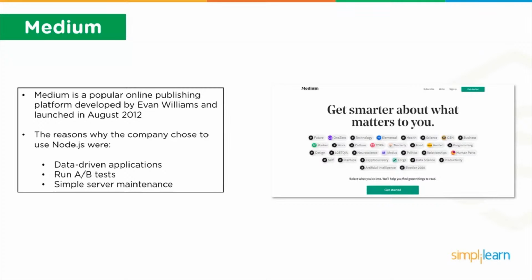B. To run A/B tests. Now, A/B testing is essentially an experiment where two or more variants of a page are shown to users at random, and statistical analysis is used to determine which variation performs better. Lastly, Node.js server maintenance is simpler than its counterparts.